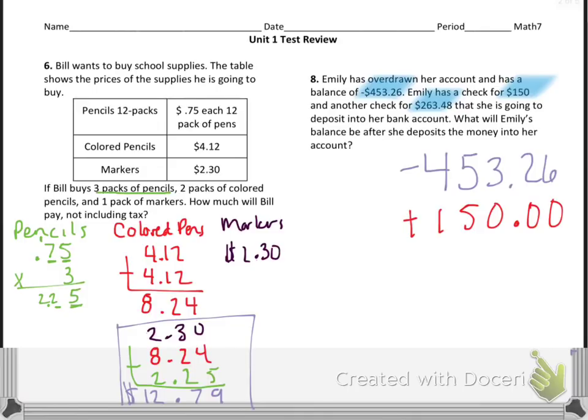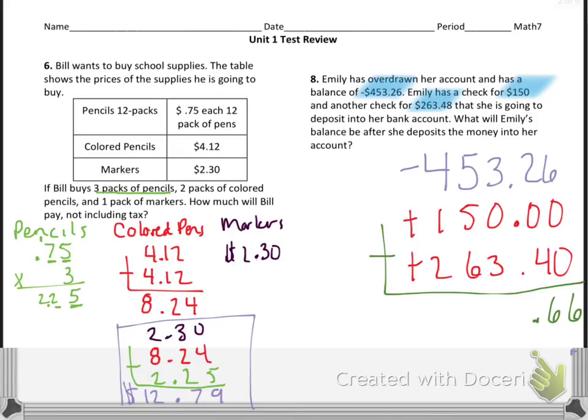And I need to line up my decimal place. And then she added another check too. Again, positive value. So checks are positive. Alright, things that she spends, or if she's overdrawn, are negative. And so when you add those together, 3 plus 3 is 6. 5 plus 5 plus 6, 16. 1 plus 4 is 5, plus 1 is 6, plus 2 is 8.